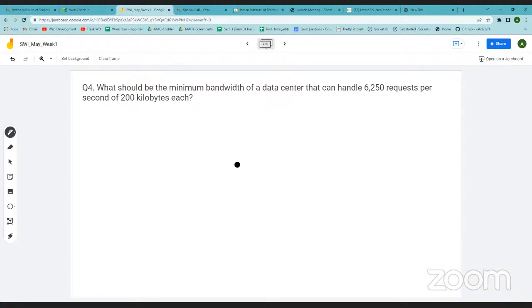Again, this question must be familiar to you because you may have seen this question, right? What should be the minimum bandwidth of a data center that can handle 625 requests per second of 200 kilobytes each? So this is more about handling data. All right, you can start responding. I'll wait for a minute.